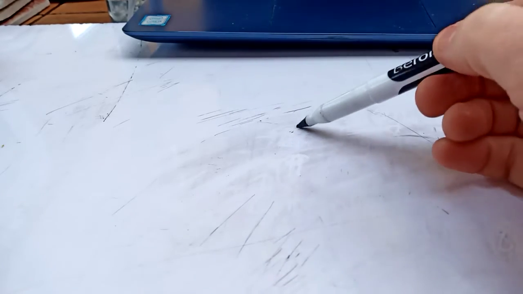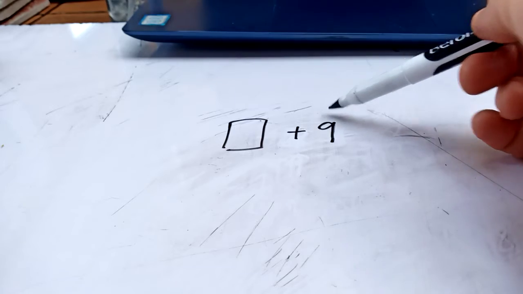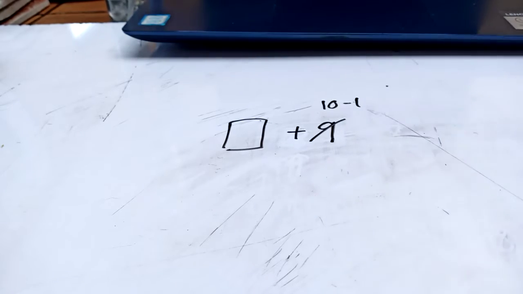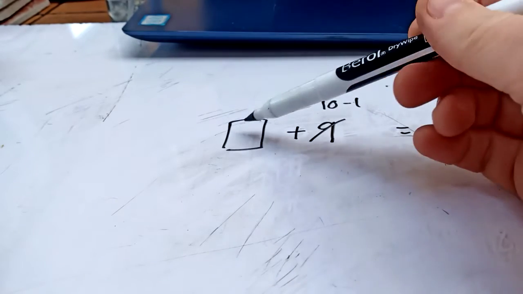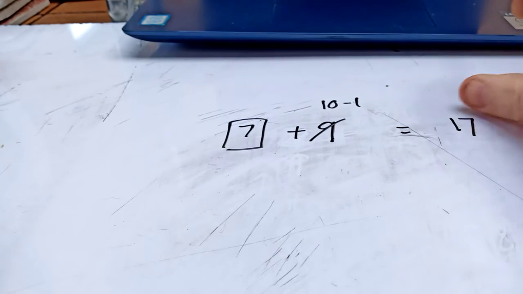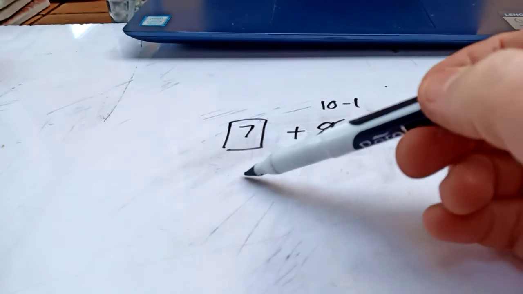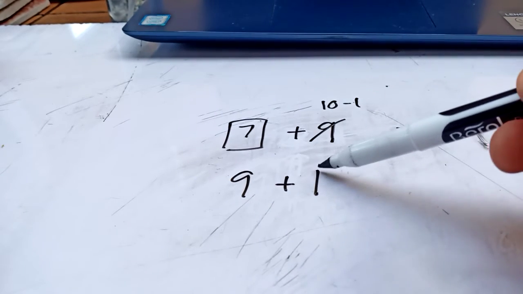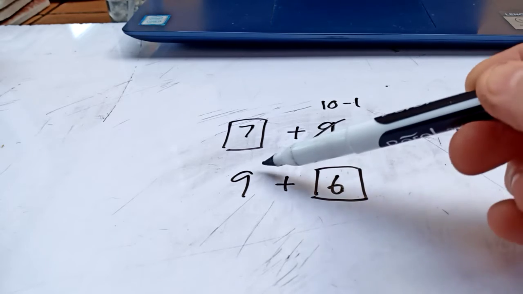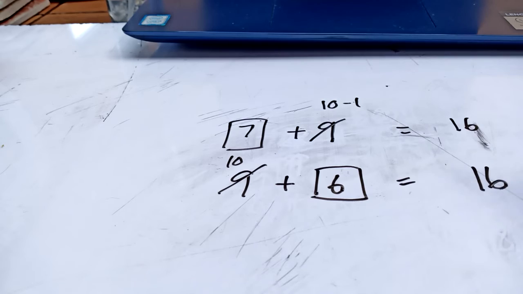Okay. And the adding 9, we've got a strategy for that, haven't we? We pretend it's 10 and take 1. So if I said to you, let's go for 7 add 10 would be 17. Take away 1 is 16. Okay, that's our strategy. Or if it's 9 add something, let's go for 9 add 6. Let's pretend it's 10. So it's 16. Take away 1 becomes 15.